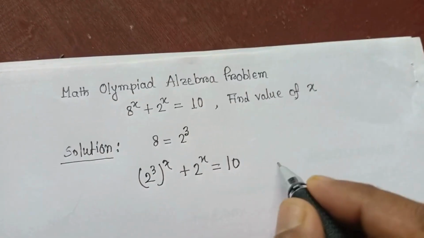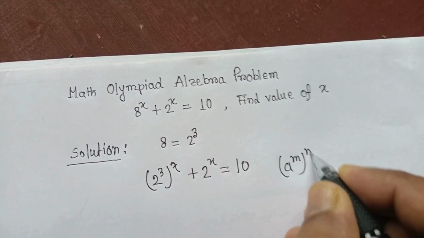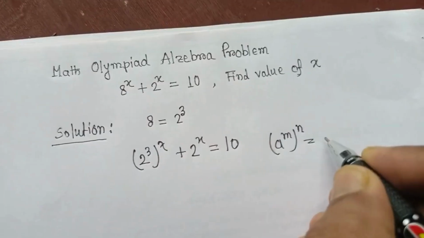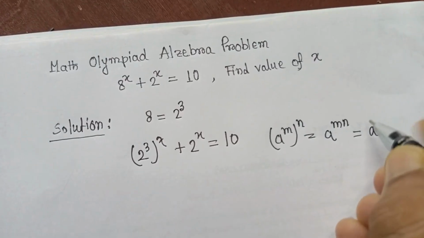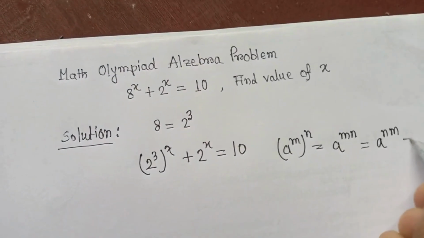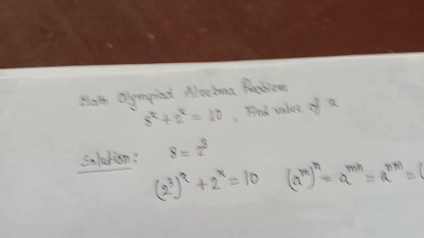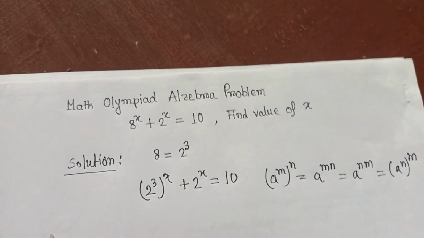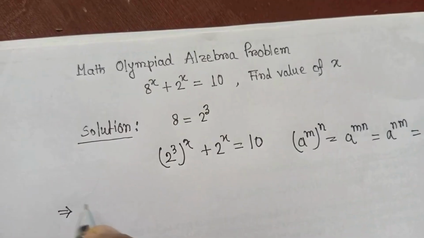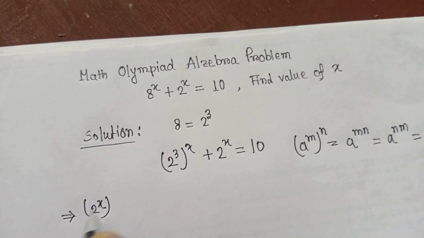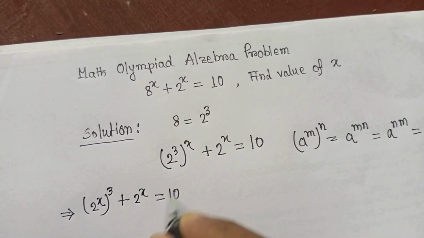Now we know the formula, a to the power m to the power n equals a to the power mn, equals a to the power nm, equals a to the power n to the power m. So the equation becomes (2 to the power x) to the power 3 plus 2 to the power x equals 10.